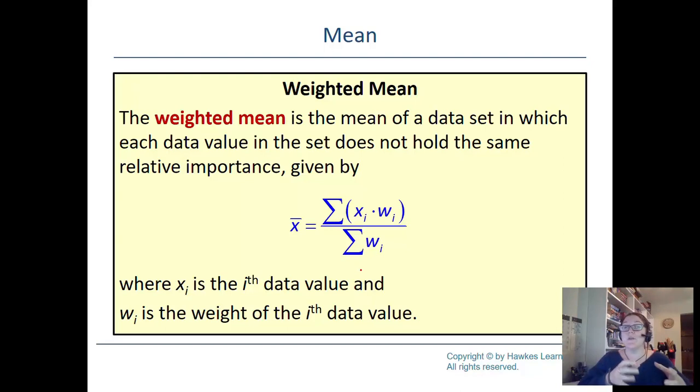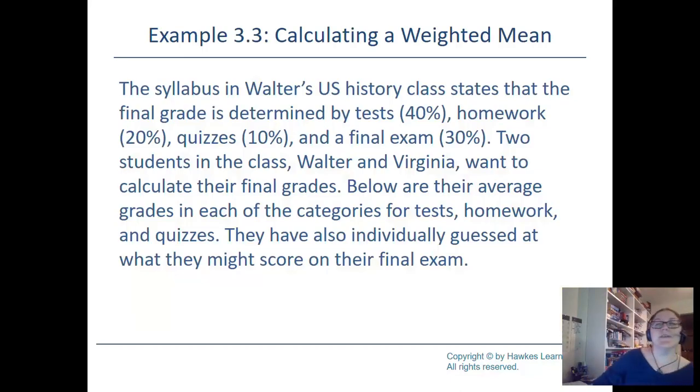So tests are a little bit more important than homework, whereas the final exam is also a little bit more important than a homework. Those types of things that you would see. In this one here, the formula is going to look very much the same. The only difference is that now we have to take those data values and multiply them by their individual weights. So let's look at an example.